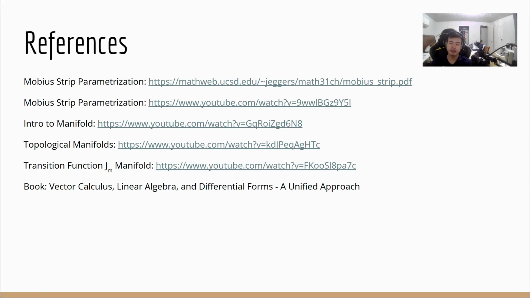So this is the end of my presentation, and here are some references I found helpful in understanding the properties of Mobius strips. The book is also helpful, but is way too advanced for me to understand, so I decided to watch some videos instead.